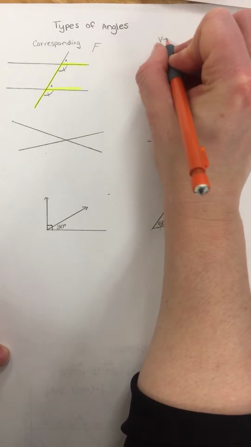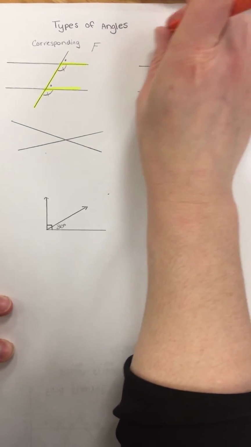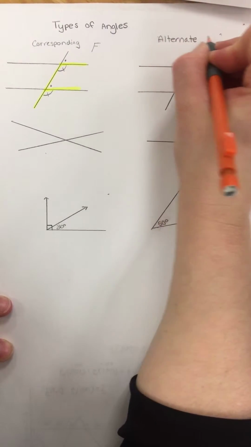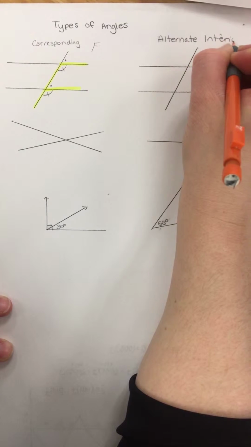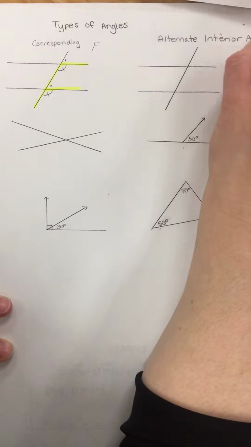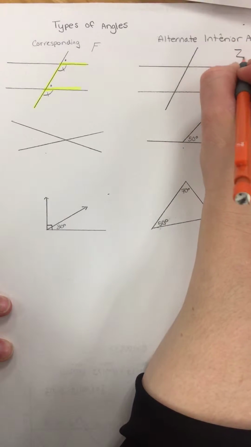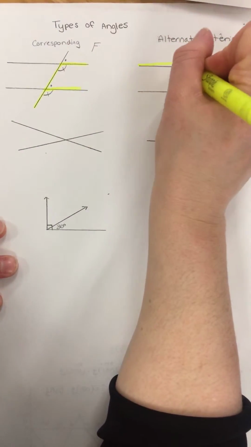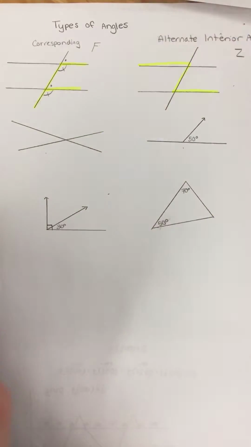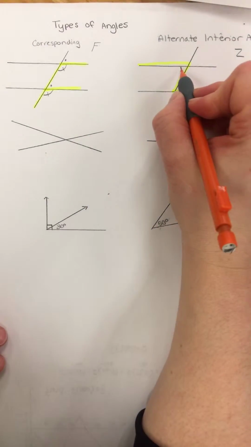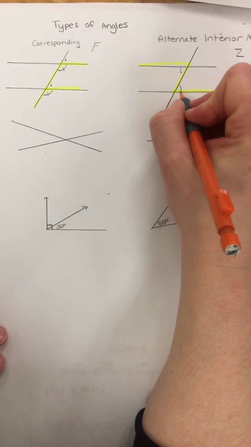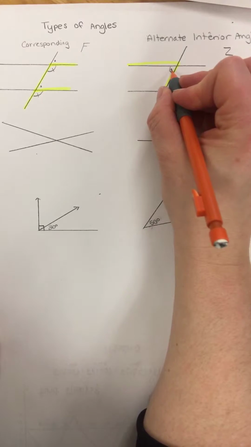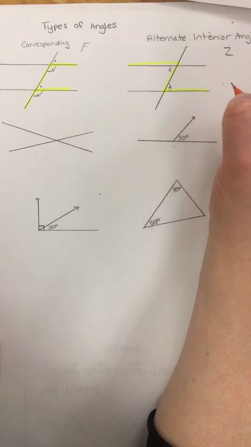The next one we're going to talk about is alternate interior angles, or the Z pattern. So the basic Z pattern I'm going to show you here is this one right there. And that means that the interior angles here are going to be the same. So this angle here and this angle here are congruent.